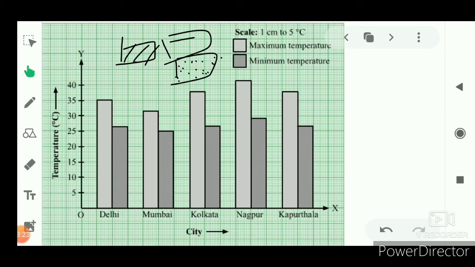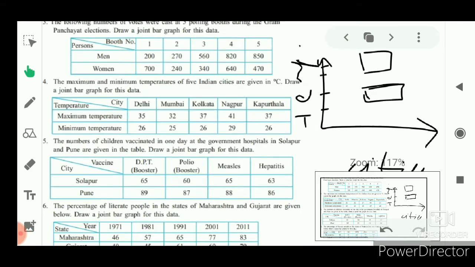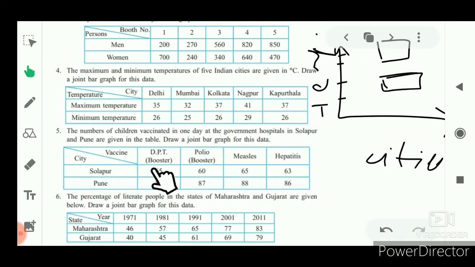Let's see the other question, that is question number 5. The number of children vaccinated in one day at a government hospital in Solapur and Pune are given in the table. The number of children that are vaccinated in two different cities, Solapur and Pune, are given. These are the names of vaccines: DPT vaccine, polio vaccine, measles vaccine, hepatitis vaccine, and these are the number of children that are vaccinated in Solapur and Pune.